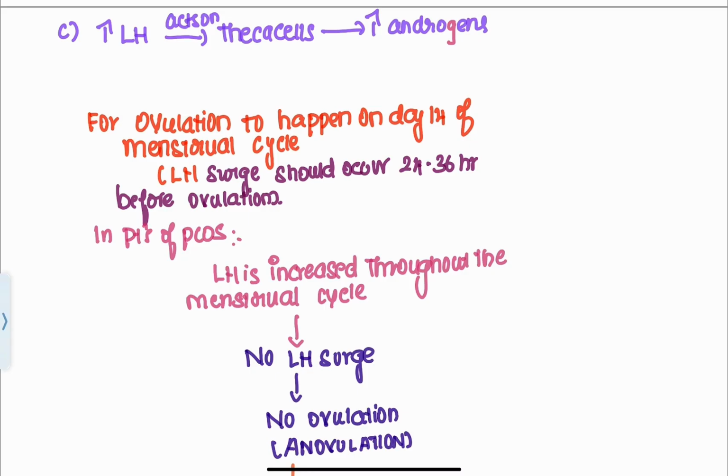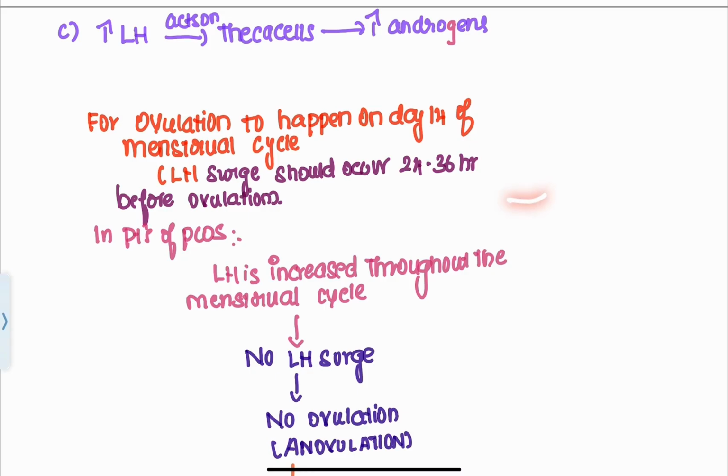But in patients of PCOS, the main problem is that LH is going to be increased. But this increase in LH is throughout the menstrual cycle. Is that clear? LH is increased, but the increase is throughout the menstrual cycle of the female. We all know that just before ovulation, the LH surge has to happen. About 24 to 36 hours before ovulation, the LH surge has to happen. Only if the LH surge happens will the ovulation trigger happen, and then ovulation is going to happen. If the LH surge does not happen, definitely ovulation is not going to happen. But in patients of PCOS, the LH levels are increased throughout the menstrual cycle. So they are constantly increased throughout the menstrual cycle.